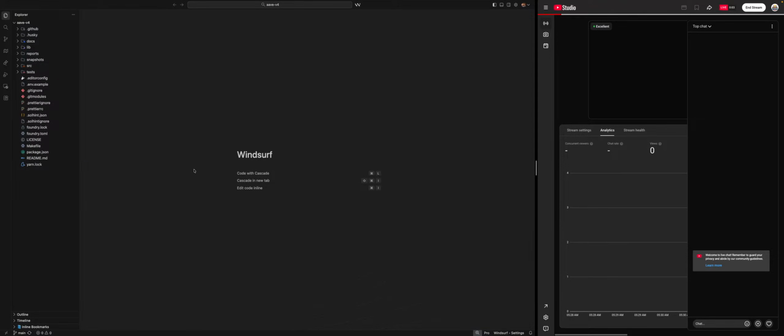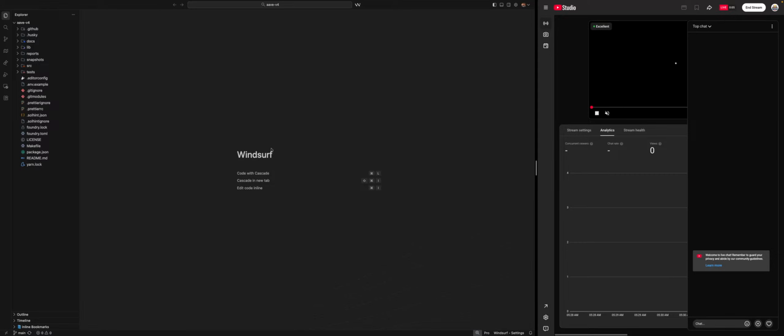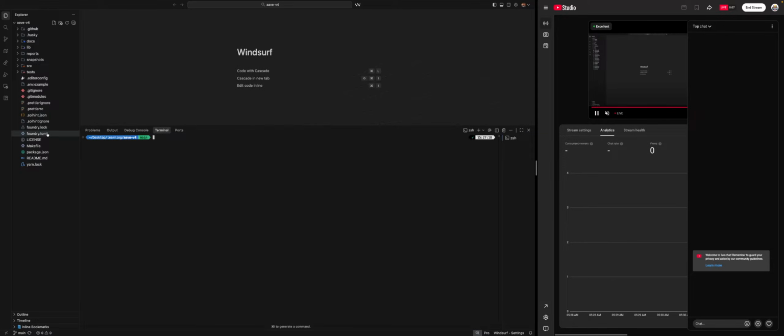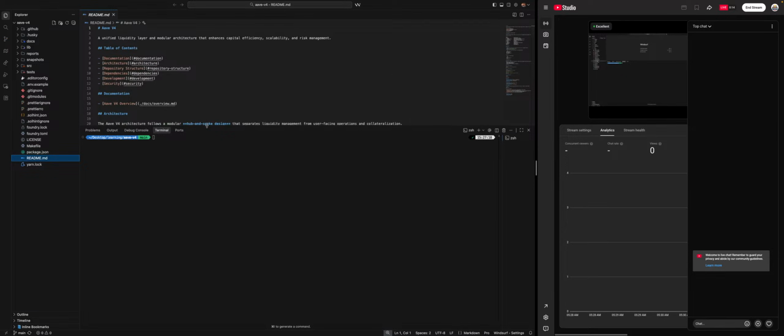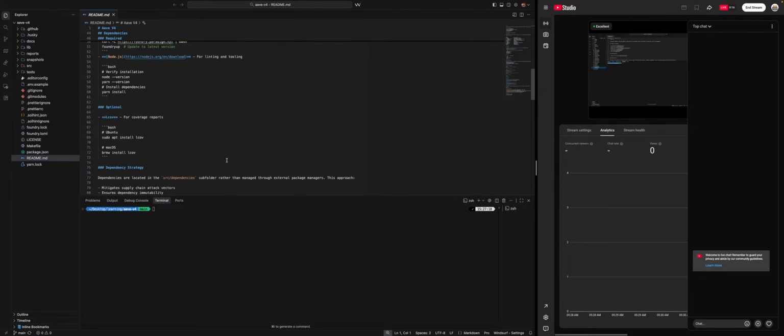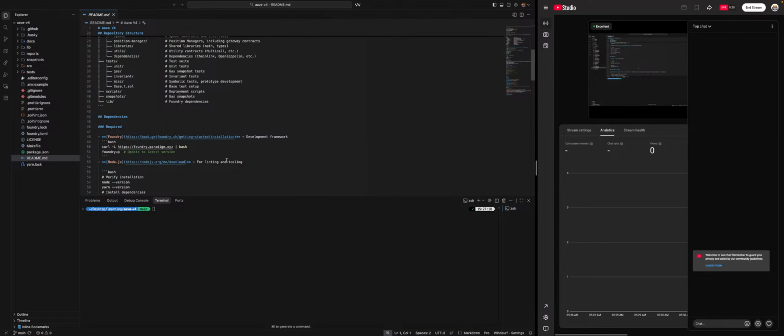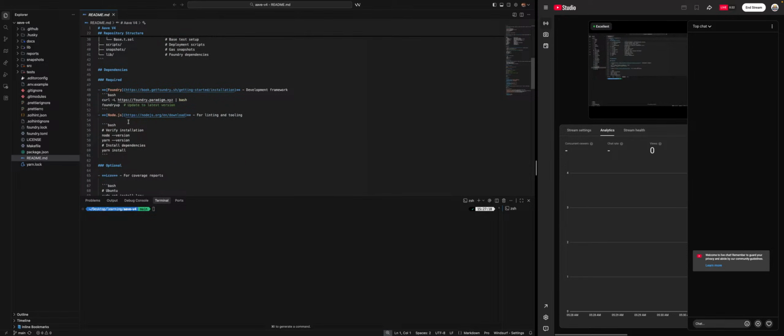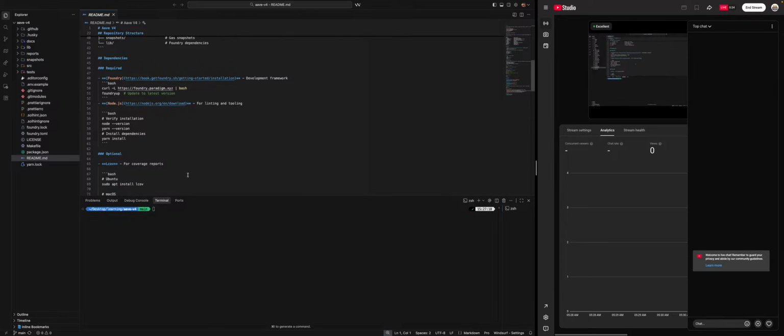So welcome to the stream, and today we will be trying out reading through Aave's code base. Before that, let me just get everything working. Linting and tooling, yarn, and then we install through yarn.